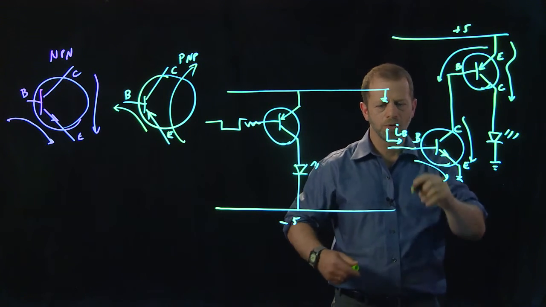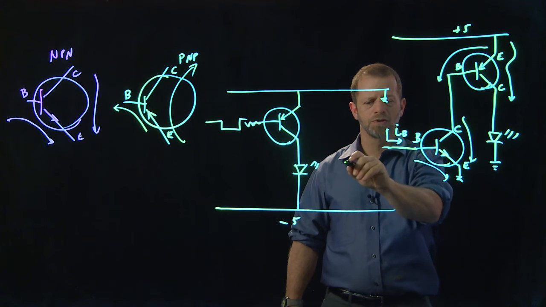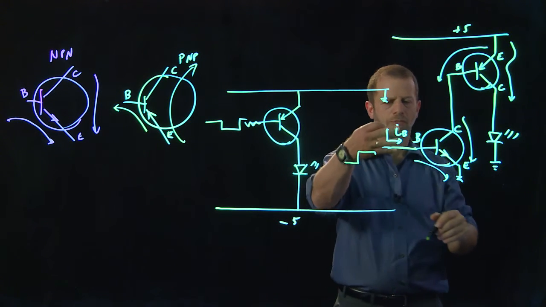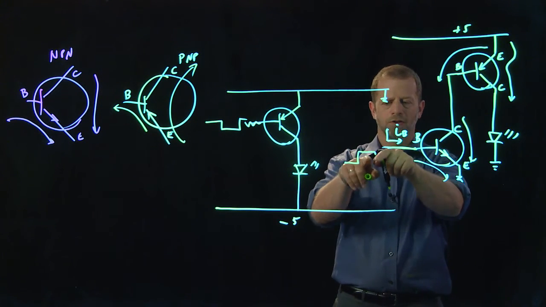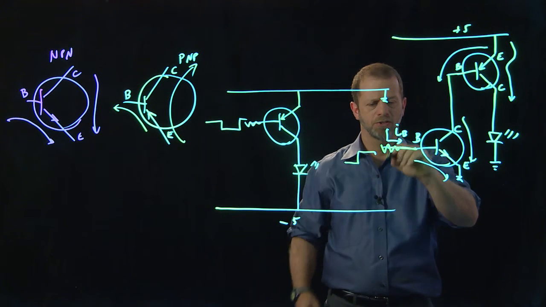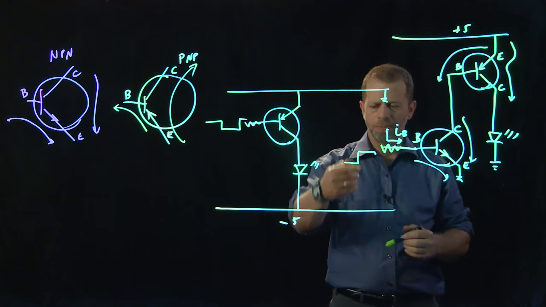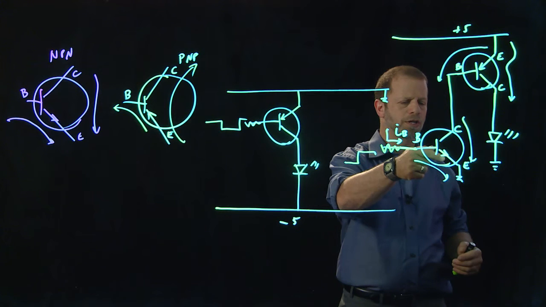Here though, suppose we wanted to actuate this with a voltage rather than with a particular base current. We say we're putting a particular voltage here. Maybe we've got a base resistor as well. How big does that voltage have to be before it can turn this on?